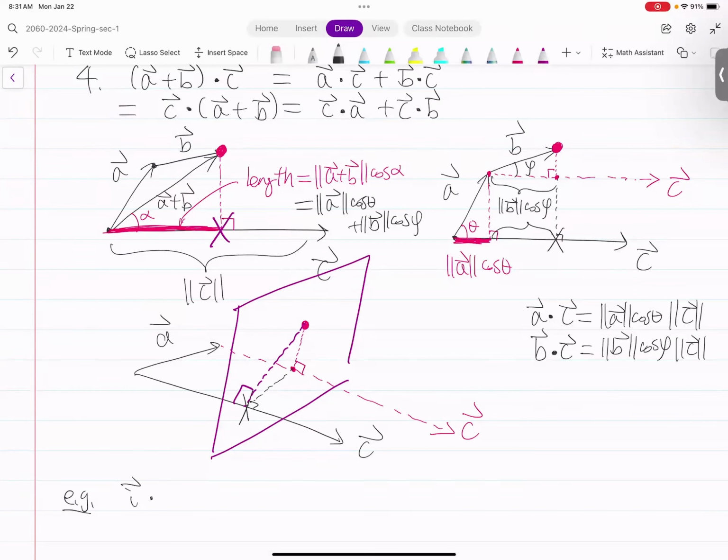So what's I dot I? If you have the unit vector in the standard basis, I dotting with itself is going to give you what? The magnitude of I squared, right? But I has a magnitude of 1, so that should be 1. And of course, J dot J is also going to give you 1, and K dot K is also going to give you 1.